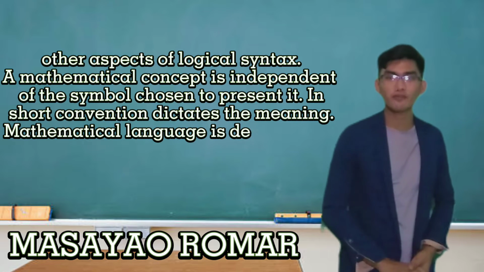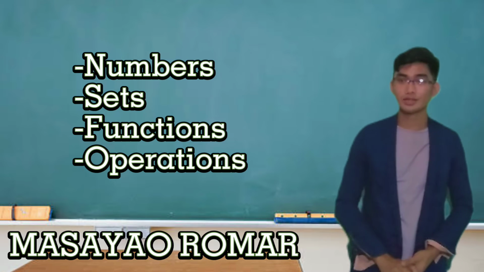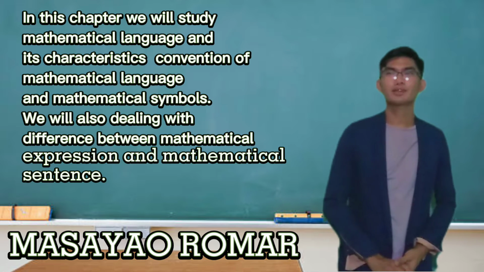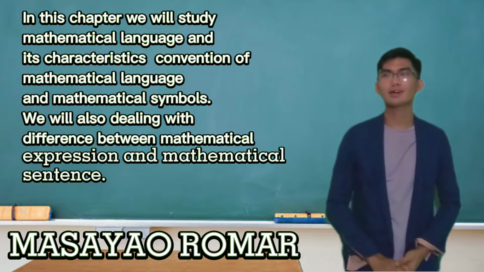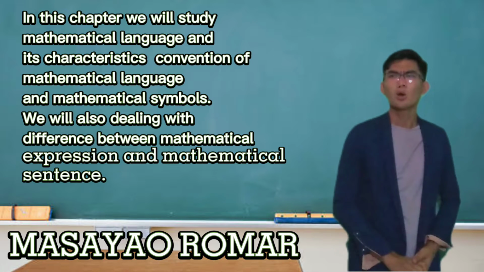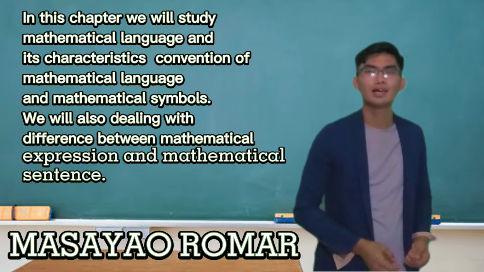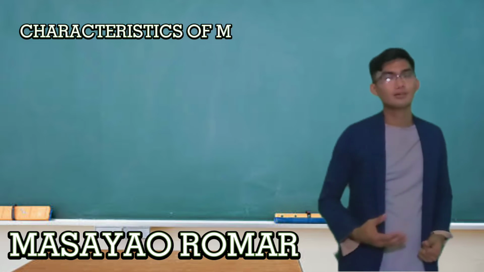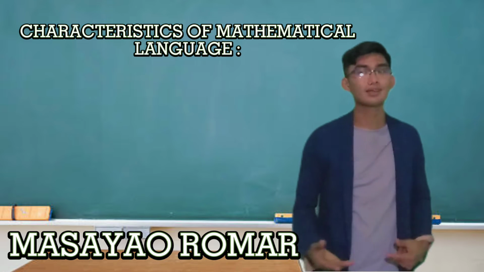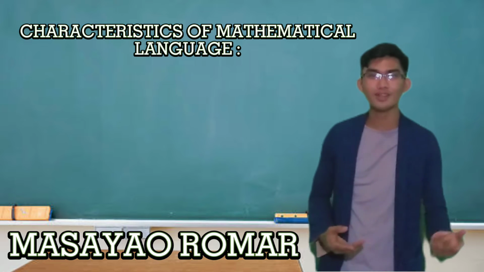Mathematical language is designed for numbers, sets, functions, and operations, just like addition, subtraction, multiplication, and division. In these chapters, we will study mathematical language and its characteristics, convention of mathematical language, and mathematical symbols. We will also be dealing with the difference between mathematical expression and mathematical sentence. Characteristics of mathematical language. The language of mathematics makes it easy to express the kinds of symbols, syntax, and rules that mathematicians like to do, and is characterized by the following.